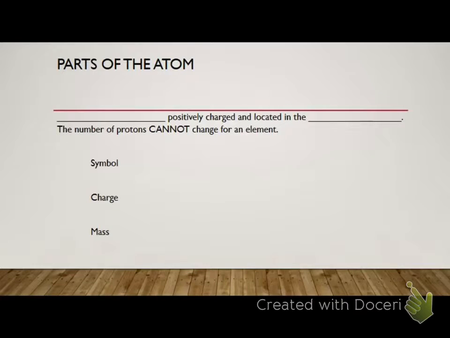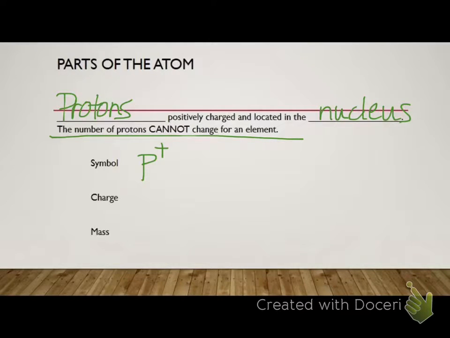So when we have the parts of the atom, let's talk about the protons. Of course, the protons are positively charged and they are located in the nucleus. Okay? The number of protons cannot change for an element in an ordinary chemical reaction, so they're always going to be the same. Therefore, we identify our elements by their number of protons because they won't change. The symbol is a P plus because it's positive. Of course, the charge is +1.